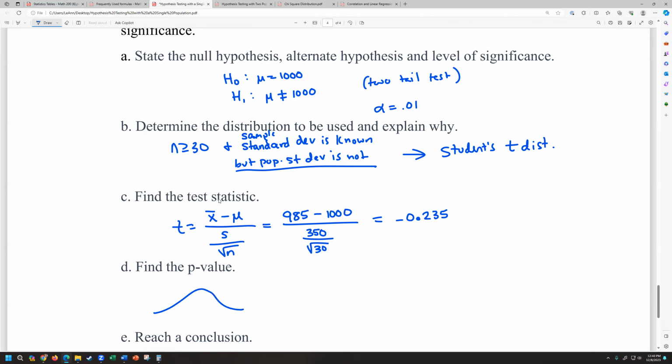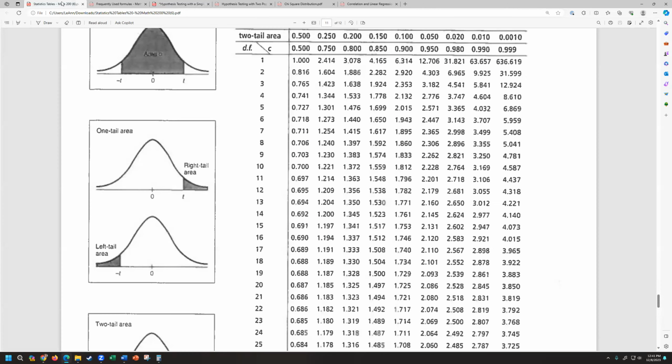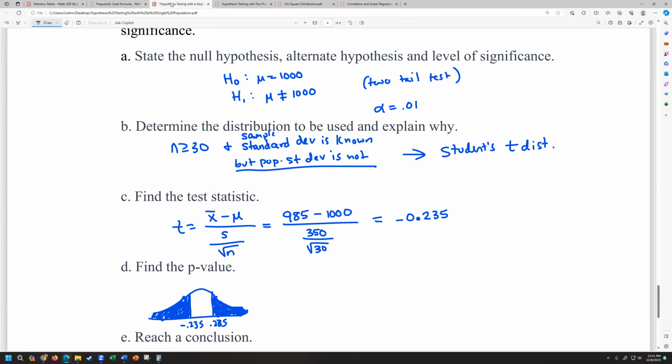So let's go back to our notes. Let's draw a picture. We're talking about from negative 0.235, and we've got positive 0.235. And our p-value area is going to be everything to the left and right of that part, because those are our two tails for our sample. Now, obviously, I don't think that's going to pass our level of significance that we had, but we need to show that. So when you go to look this up in the table, we need our degrees of freedom. That's the part we didn't write down. So our degrees of freedom was 30 sample minus 1, which is 29.